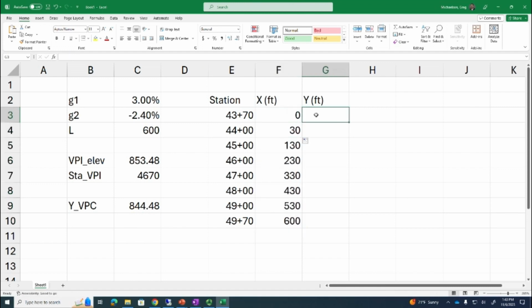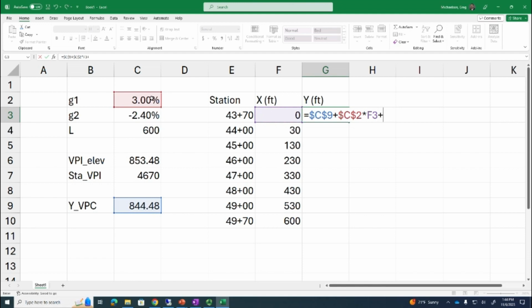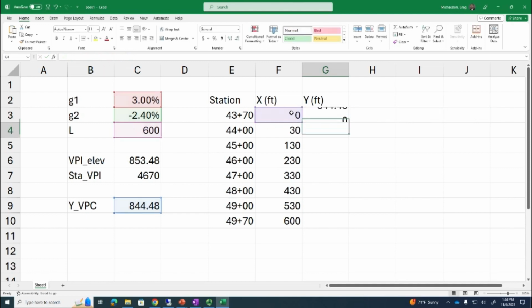Okay. Now, what's our equation for the curve? It is the PVC, lock it with F4, plus G1, lock it with F4, times X, plus, then we got a fraction, G2 minus G1 divided by 2 times L, and I need to lock all of that. Anything that's not in this table. So I'm just going to go into my formula bar, highlight all of that, hit F4. Times that squared. Boom.